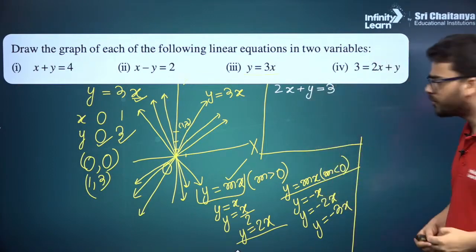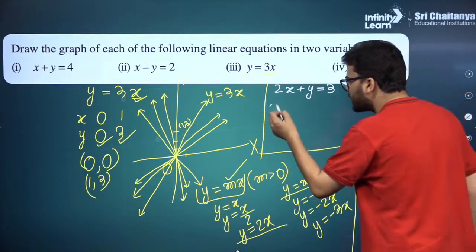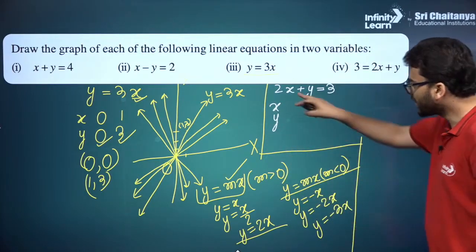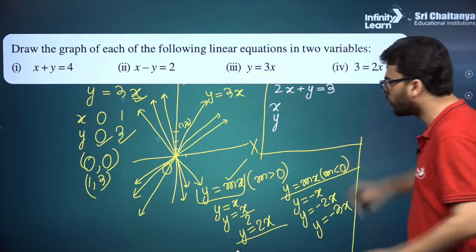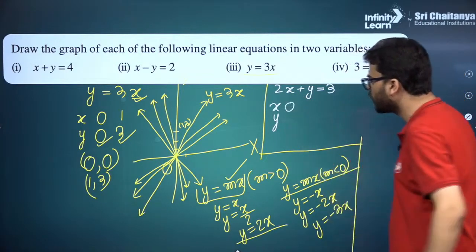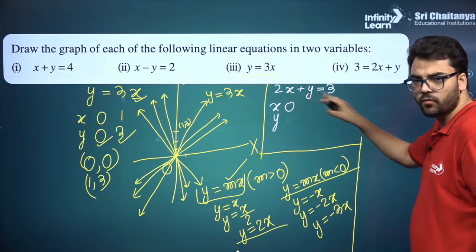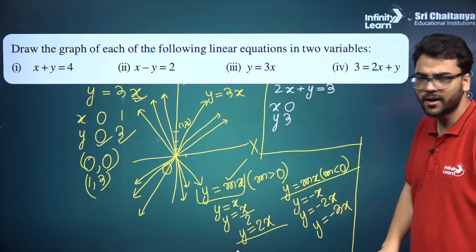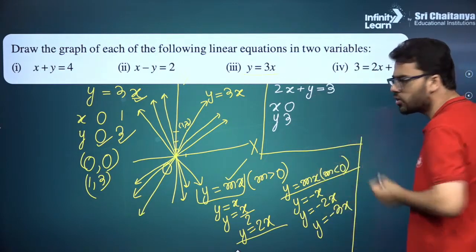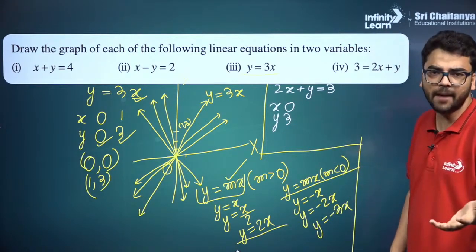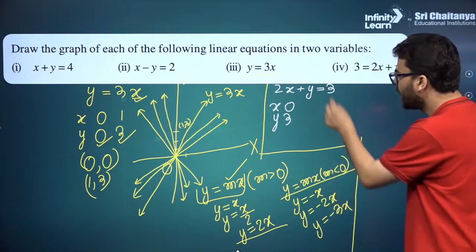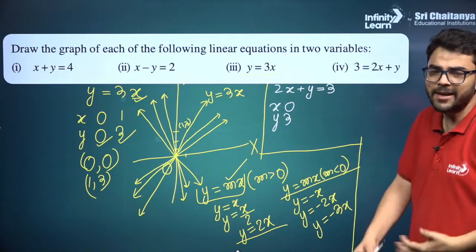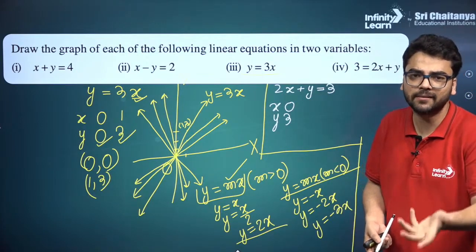I will try to get integral values. It is not compulsory to take positive only, it can be negative. For example, if I take x is equal to 0, this will become 0, so y will be equal to 3. So plotting it is easier, very simple values, right? But if you take y is equal to 0, x will be 3 by 2. So it's coming in decimal, so plotting it will be a bit complex, right?